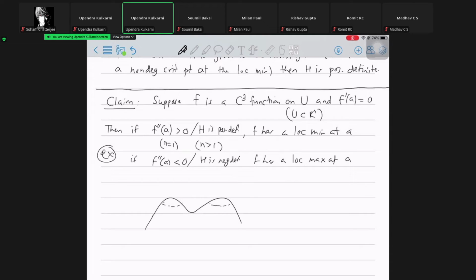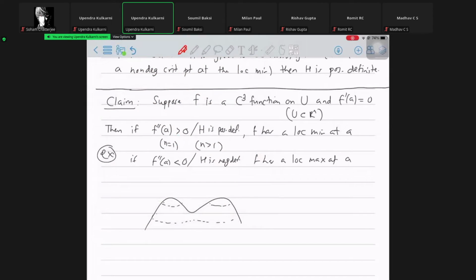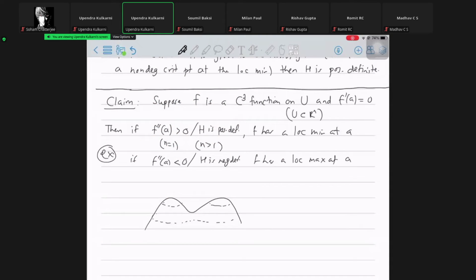These are like contour lines. So you're thinking of this as a function of two variables, a real valued function of two variables. So here is x and here is y and here is z. So z is equal to f of x y. That is the graph.